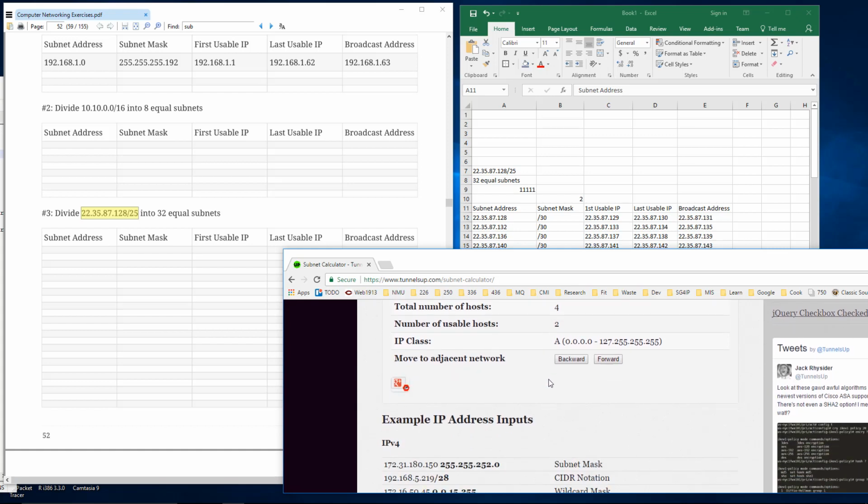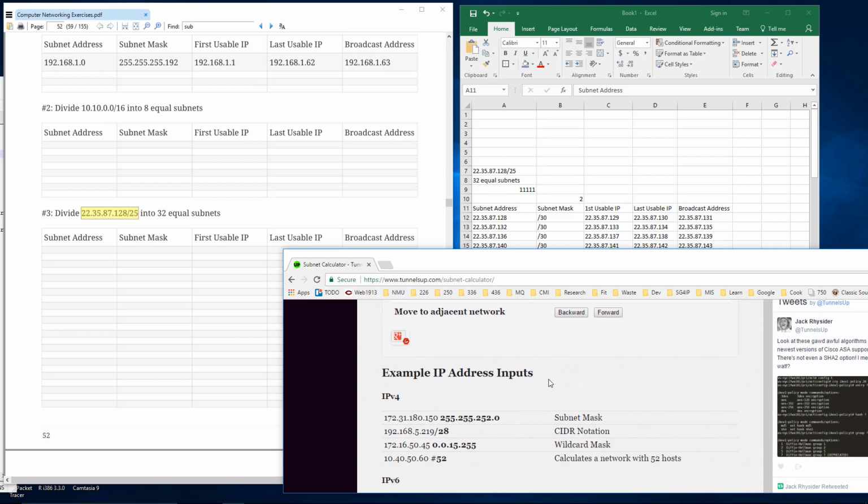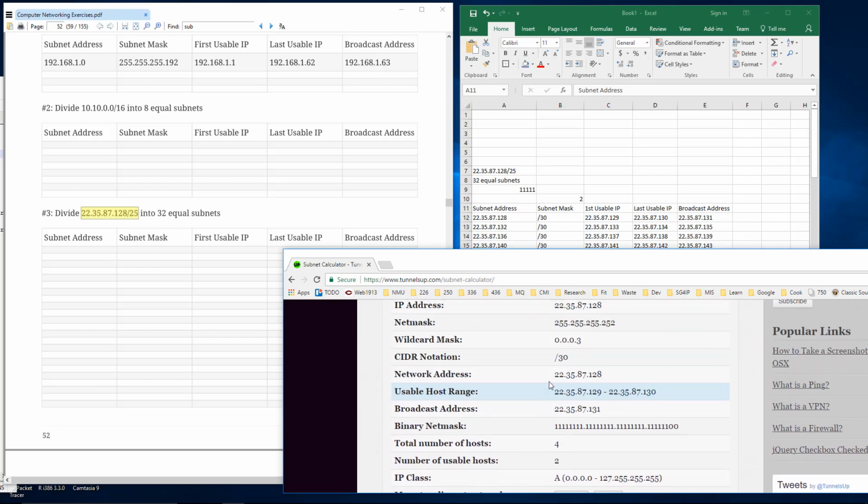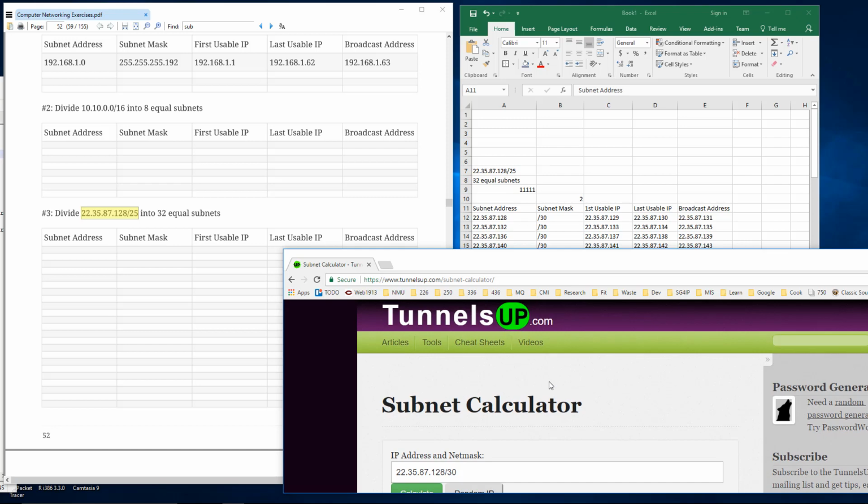So feel free to use it. It's a good tool. So practice, make sure you're familiar with the concepts, but feel free to use the cheater calculator if you want to.